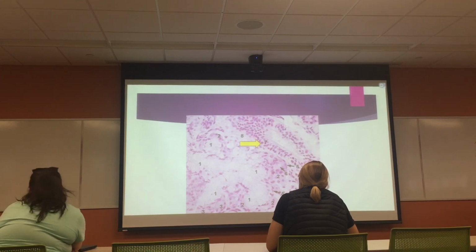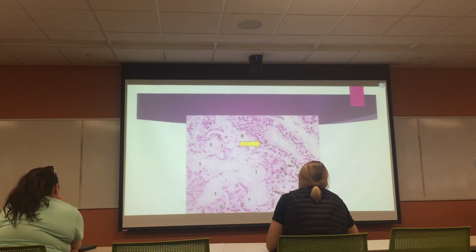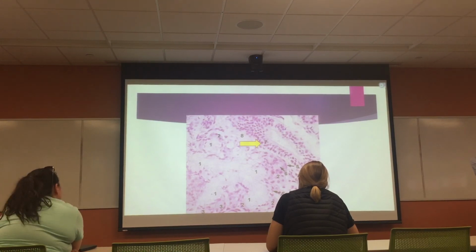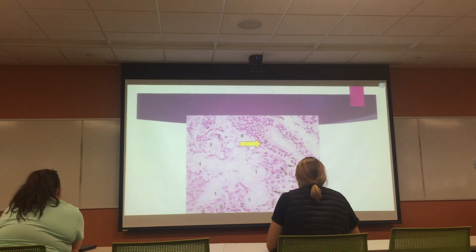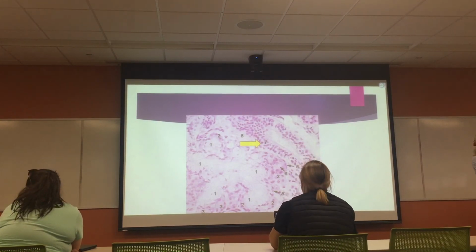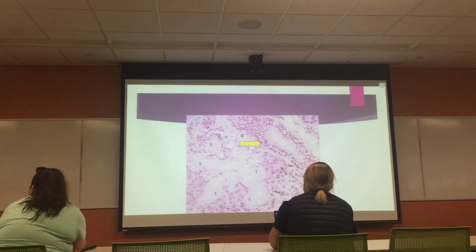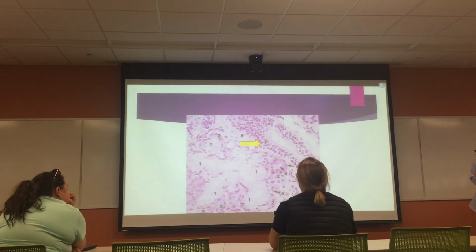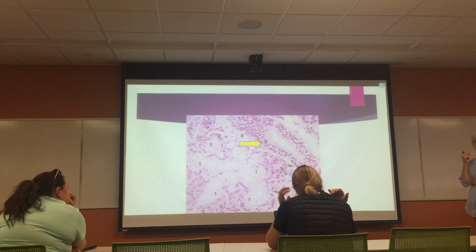Is it a duct? Excretory duct. Yes, a duct. Who says it's a duct? But it's obviously not intercalated. Excretory. Obviously not striated, because how many layers do we have there? More than one. Where do we have more than one layer?